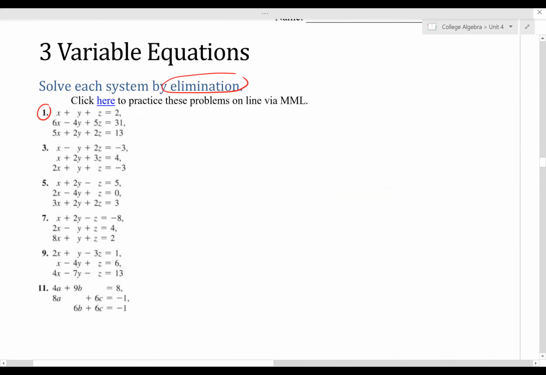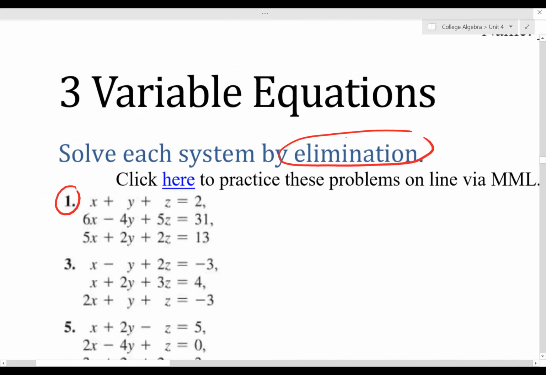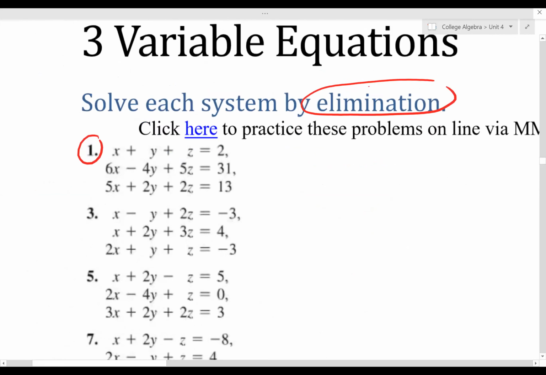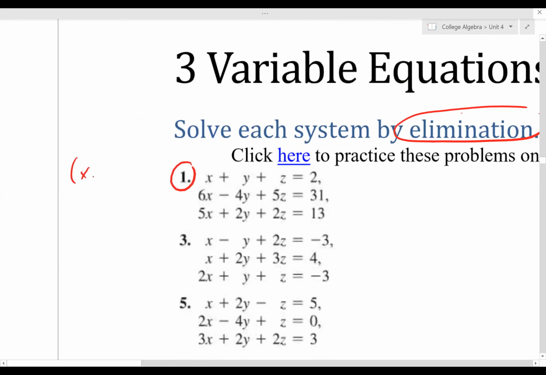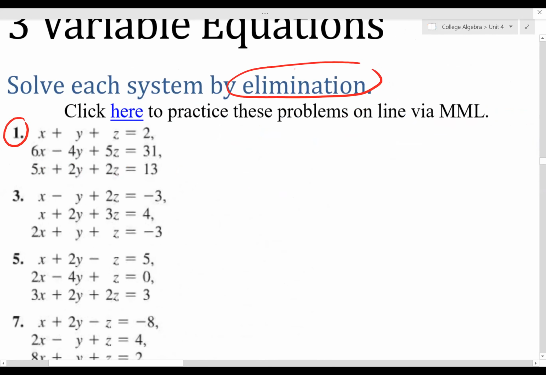And in example 1, we have the system x plus y plus z equals 2, 6x minus 4y plus 5z equals 31, and 5x plus 2y plus 2z equals 13. So our goal here is to find the ordered triple x, y, z, where all three of these planes intersect.